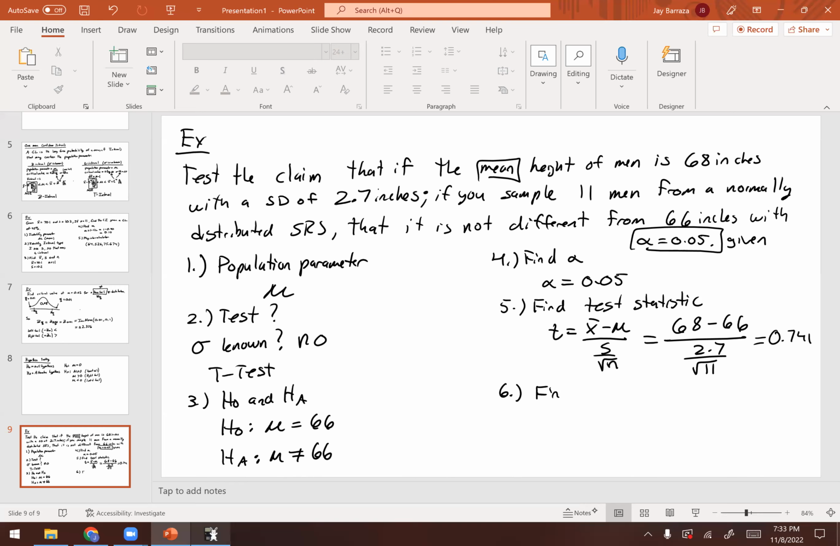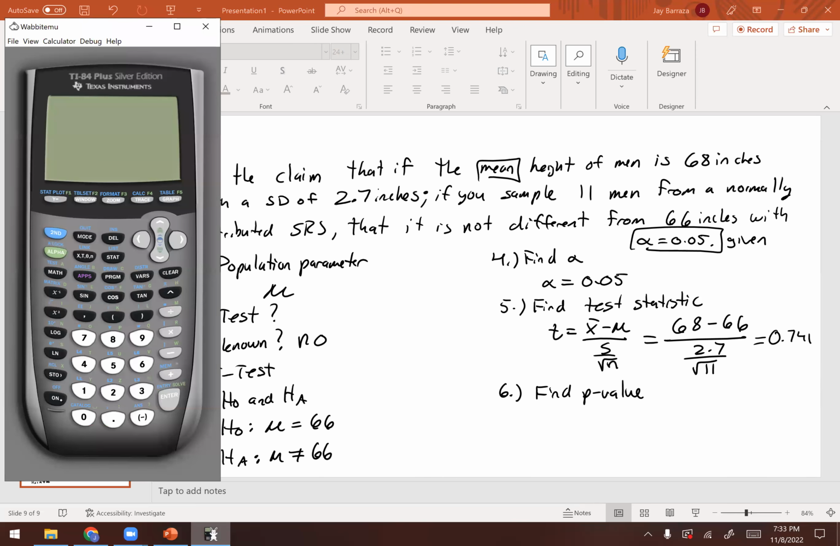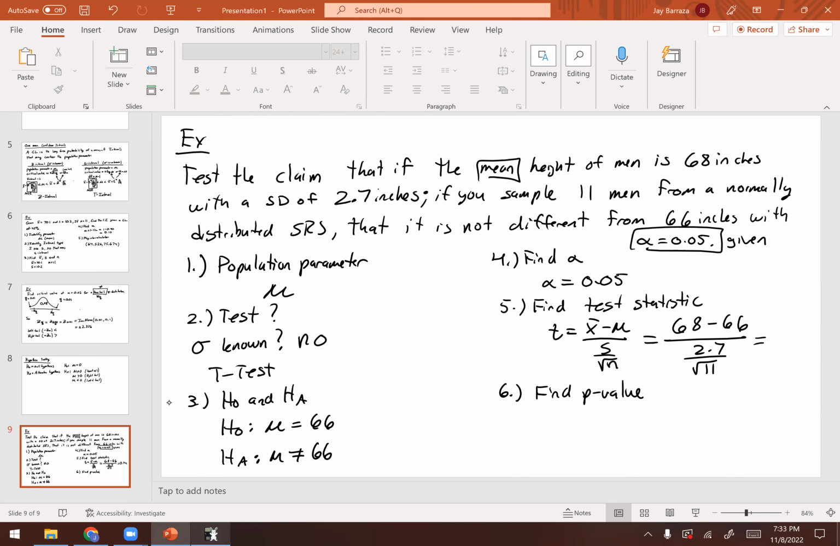Step 6 is find p-value. Now, if you just go to the calculator, go to stat, go to test, go to t-test, type in your information. So this would be 66. This would be 68. This would be 2.7. And this would be 11. And then the not equals case. And then we press enter. Did I calculate it wrong? Hold on, I think I calculated it wrong. Oh, yeah, I did calculate it wrong. Sorry. I divided by square root of 1, not square root of 11 on my calculator.